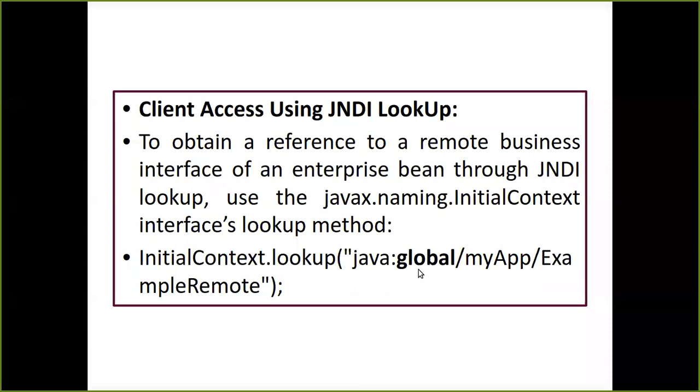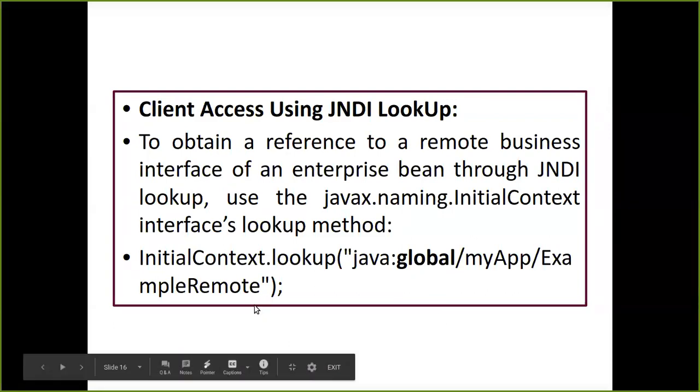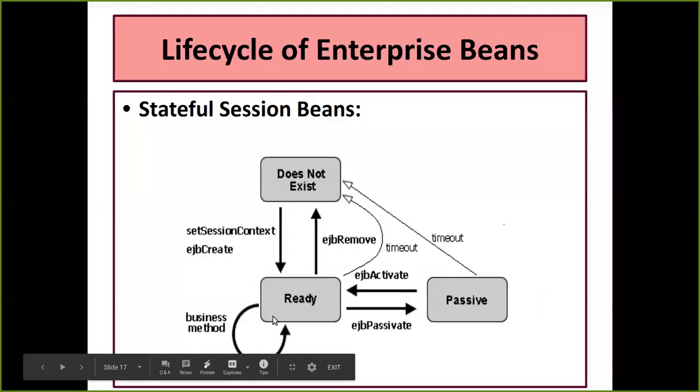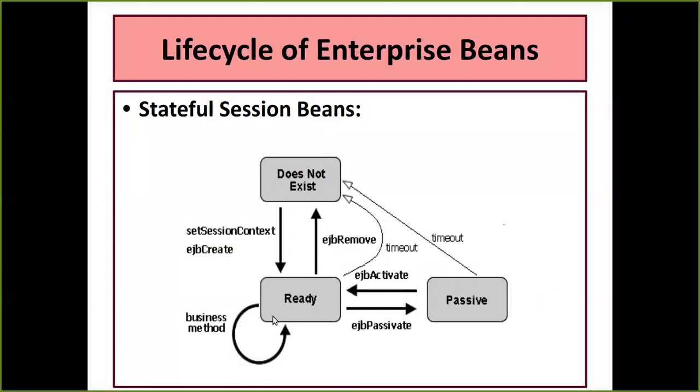For client access to the local interface or home interface, we write module, and for the remote interfaces we write global, and you can write the EJB file name to which you want to apply the JNDI lookup. Fine. Now we'll look at the life cycles of all three types.